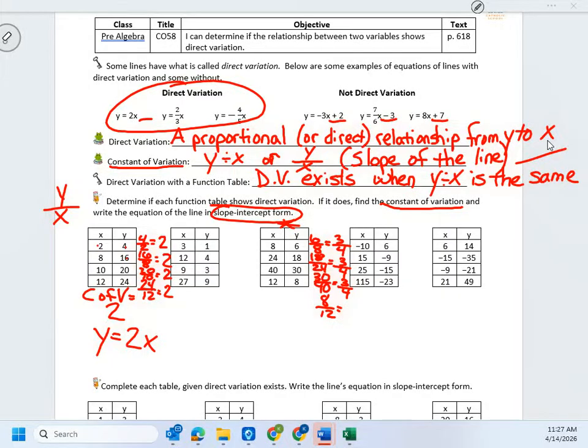You got to say it really loud for me. 2. What's my denominator? Do I have a direct variation here? Why not?